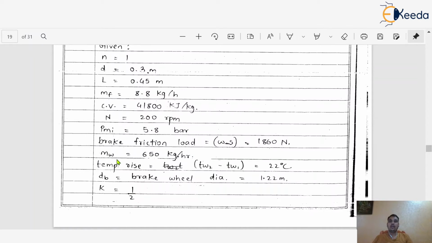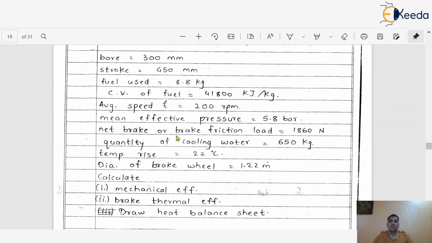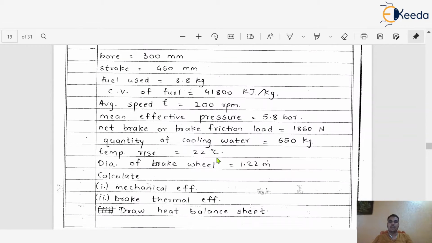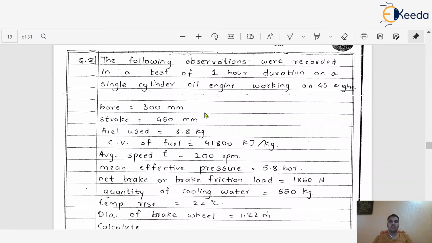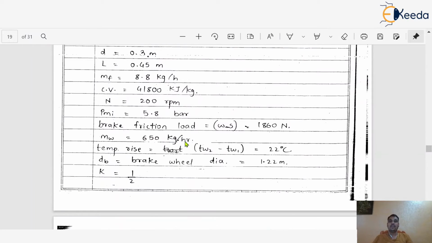So the mass of that particular cooling water jacket is also given, 650 kg per hour. So that M suffix W, which is given in the problem, quantity of cooling water 650 kg, is on an hour basis. So all these values are for per hour. That's why we have written over here 650 kg per hour. Again, the temperature rise is given. Sometimes we can write TW2 minus TW1, or sometimes you can use T2 minus T1, like that. So nothing to worry about this indication. That is given as 22 degrees Celsius.